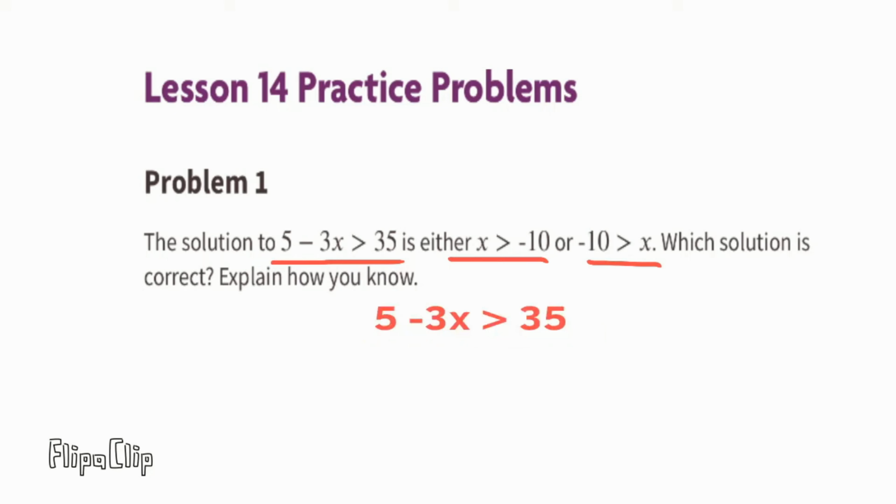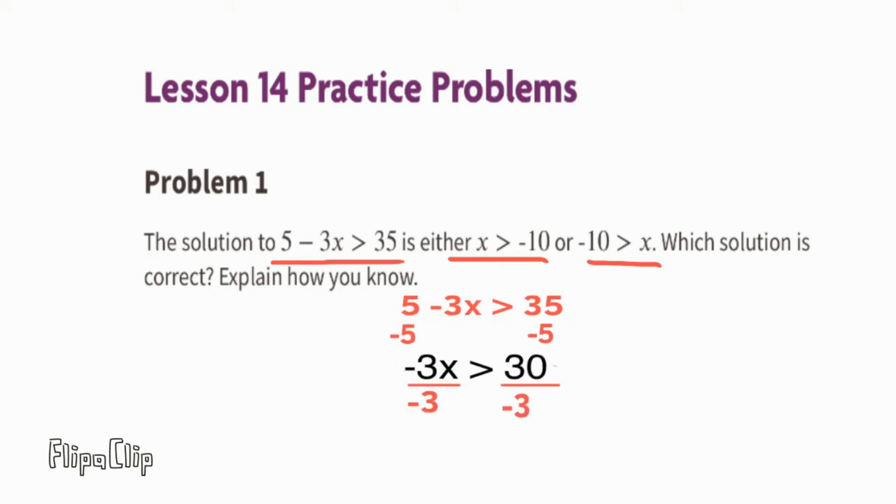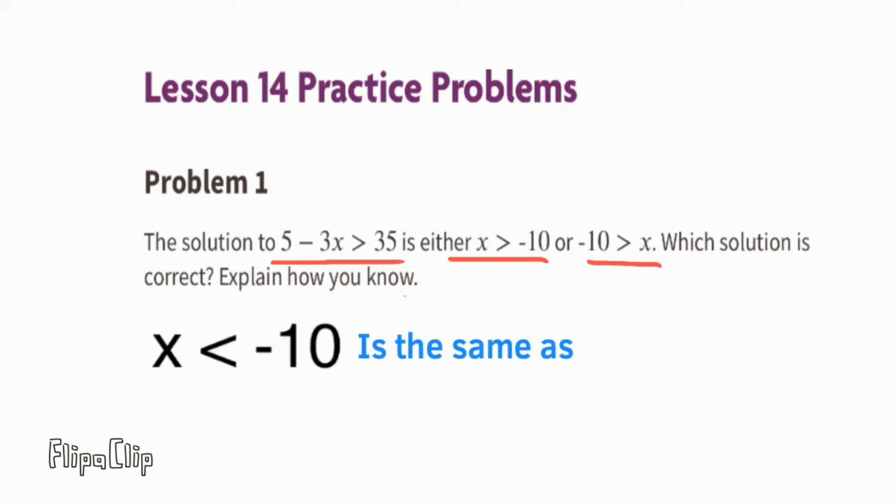And here's why. Subtract 5 from both sides of the inequality, and you're left with negative 3x is greater than 30. Divide both sides of the inequality by negative 3. When you're changing this value of x from negative to positive, you also change the inequality sign. In this case, it changes from a greater than to a less than. And that leaves you with x is less than negative 10, which can be rewritten as negative 10 is greater than x. So the solution to this inequality is negative 10 is greater than x.